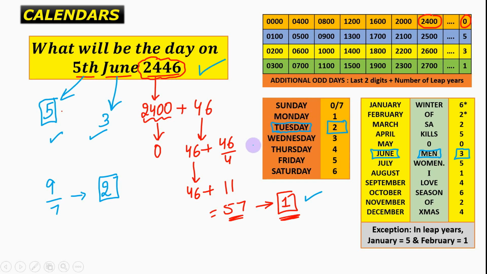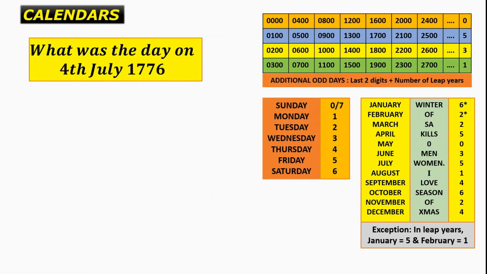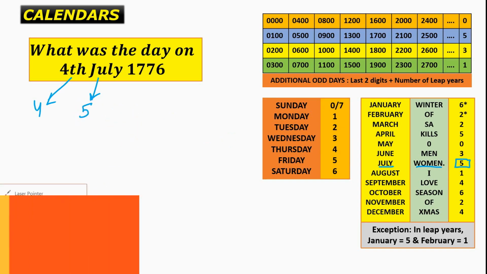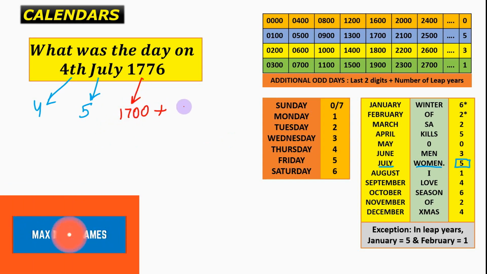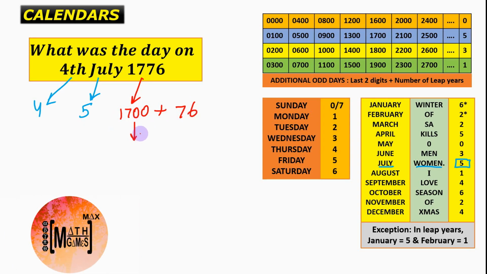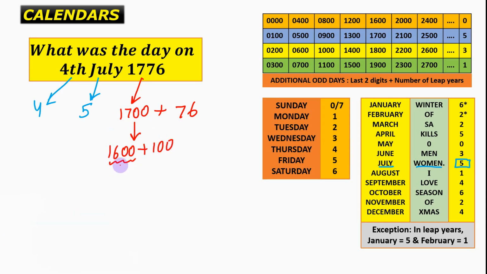Let's move on. Now for the next question, we have, what was the day on 4th of July 1776? Now this will be 4. July is over here and July is denoted by women, and there will be 5 number of odd days, so we will write a 5 over here. And for 1776 we will write this will be 1700 plus 76.